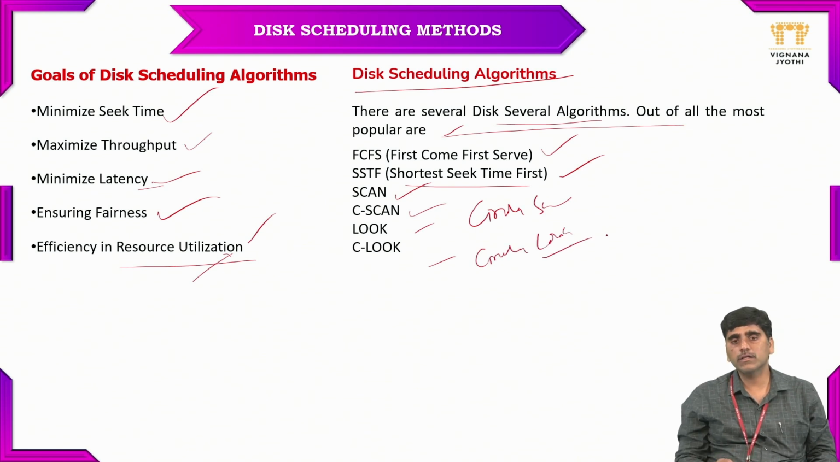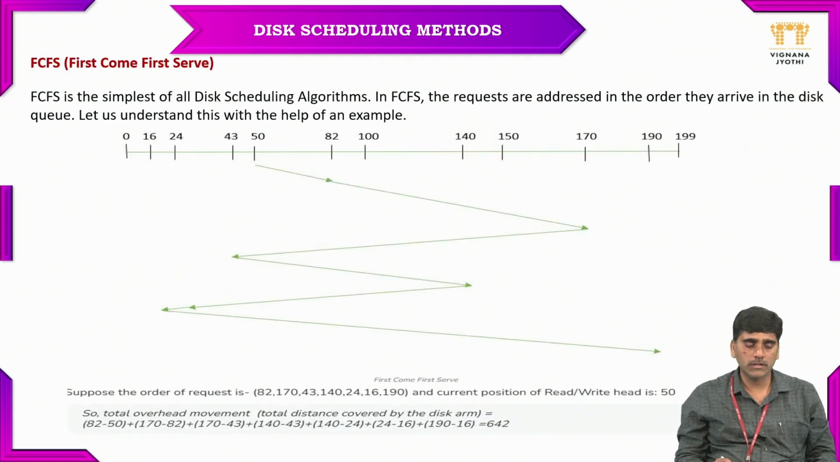All these algorithms find the disk arm movements, that is, they find the seek time: how many disk positions have been moved, how many disk arm movements there have been. Depending upon all the disk head movements, we can find the seek time. So let us discuss them one by one.